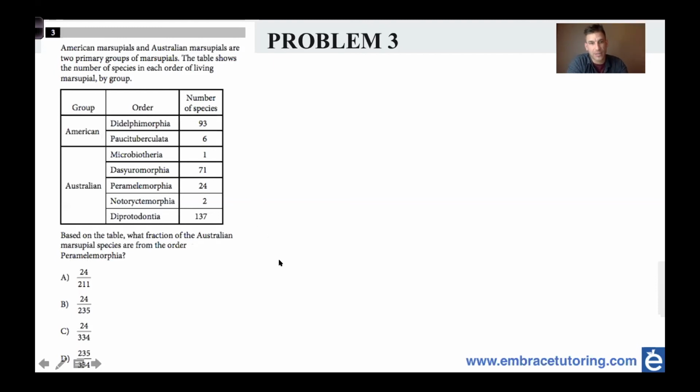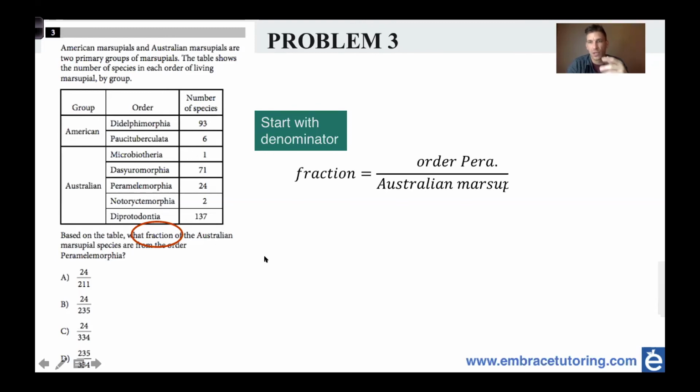okay, so as you're attempting to start with your denominator, it says what fraction of the Australian marsupial species? That's your denominator. That's of the Australian marsupial species. So these are these species here: the 1, the 71, the 24, the 2, the 137. These are all included within the Australian marsupial species. And then you want to figure out, according to this question, which are from the order of this. So this is the order of Paramelomorphia.